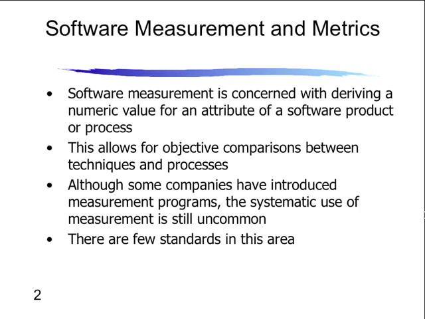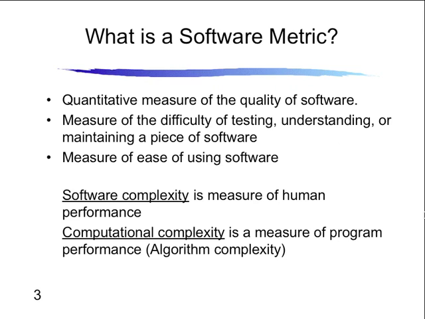Is it measured on how many lines of code they write? How fast they finish a job? Because we all know, the faster you finish a job, the lower the quality of the work you've done. And it applies to everything in life, not just coding. So companies might have to introduce measurement programs, the systematic use of measurement. It's still very uncommon, though it's still being used for certain things.